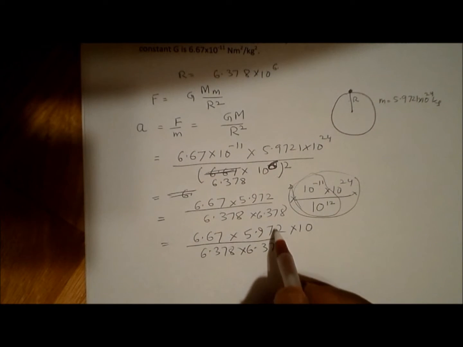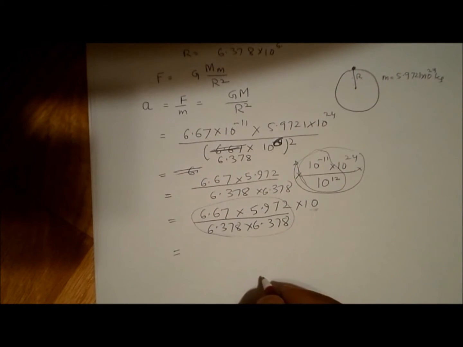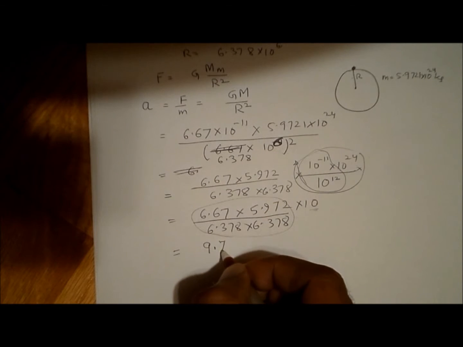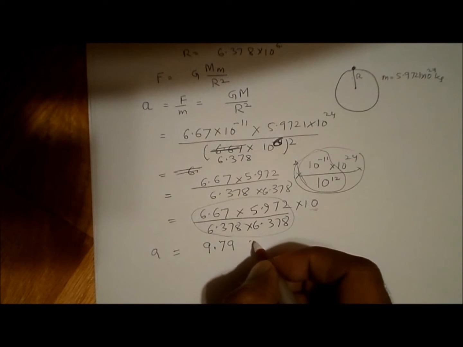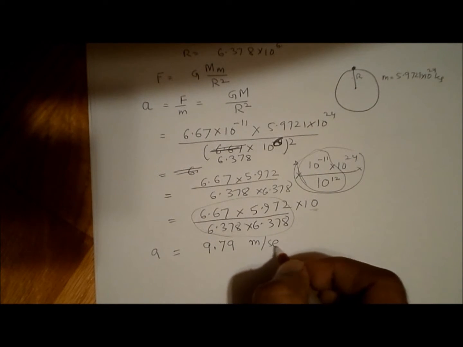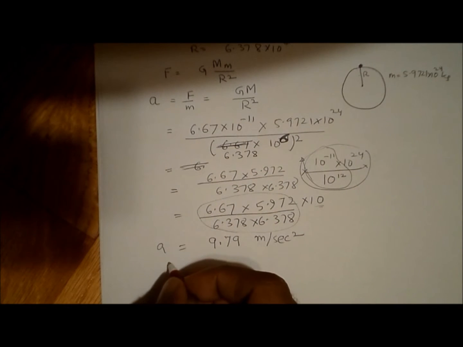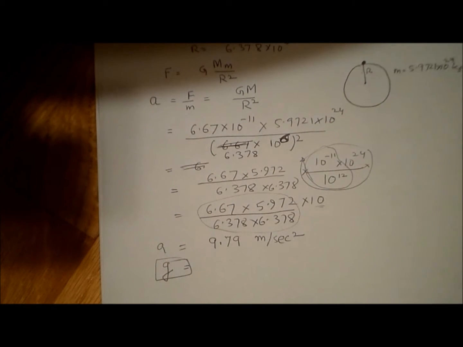You can guess that this part is close to unity and the rest is 10, and if you actually calculate it using an Excel sheet or whatever, you will get a value something like 9.79, and the unit turns out to be meter per second squared. And this, what we know, is our acceleration due to gravity, which we also sometimes denote as g.